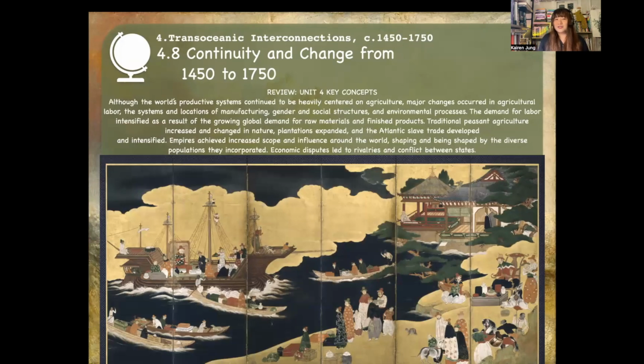Although the world's productive systems continue to be very heavily centered on agriculture, you did have some major changes occurring in agricultural labor, the systems and locations of manufacturing, gender and social structures, and environmental processes. The demand for labor intensified as a result of the growing global demand for raw materials and finished products. You had traditional peasant agriculture increasing and changing in nature, plantations being expanded, and the Atlantic slave trade being developed and intensified. Empires achieved increased scope and influence around the world, shaping and being shaped by the diverse populations they incorporated, as economic disputes led to rivalries and conflict between states.